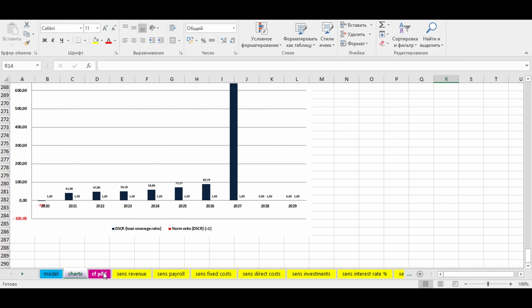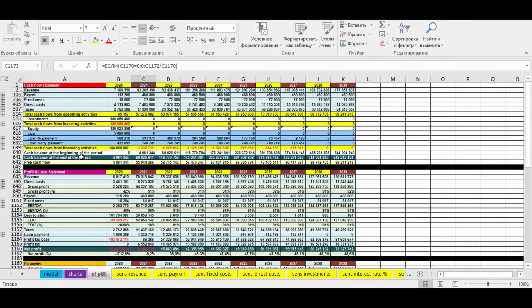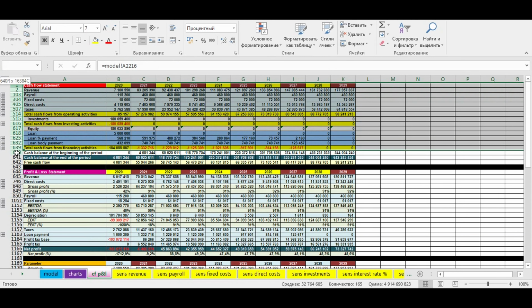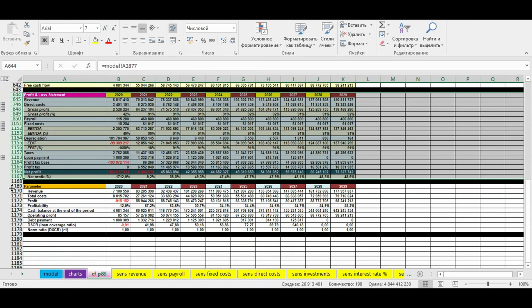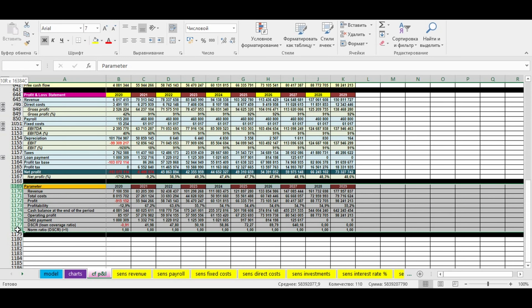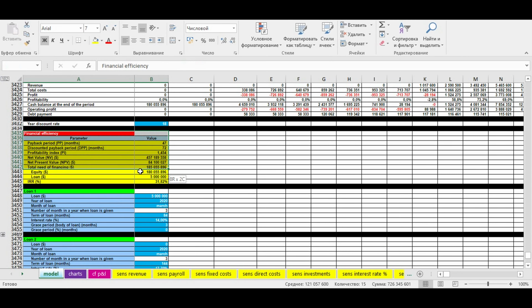On the next Excel sheet, we have gathered yearly consolidated cash flow statement, profit and loss statement, and main financial results of your manufacturing company. Finally, we see the financial efficiency of your manufacturing business idea.